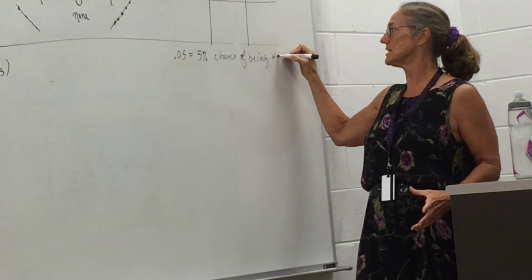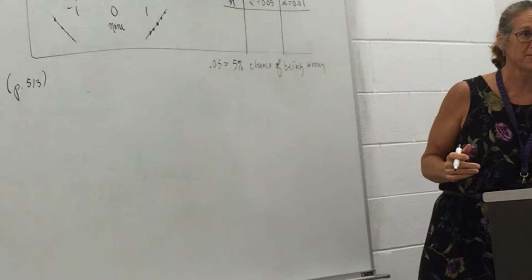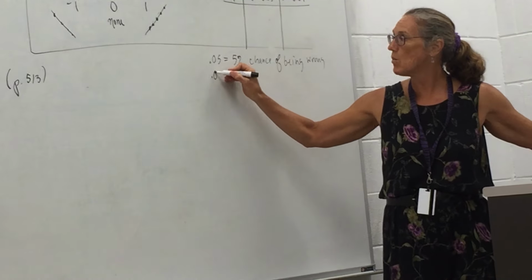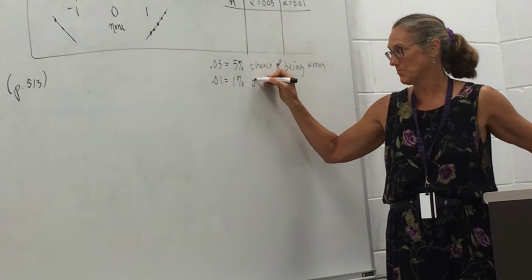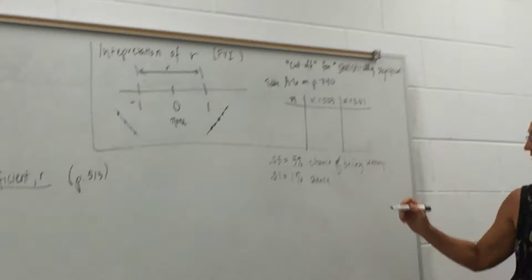That's what we call statistically significant. You're pretty sure you're right. You're pretty sure there is. You're 95% sure. Whereas a 0.01 level is a 1% chance of being wrong. That's a highly statistically significant.